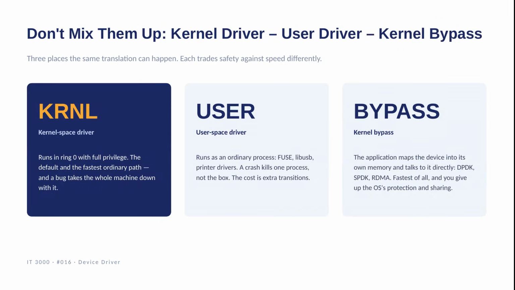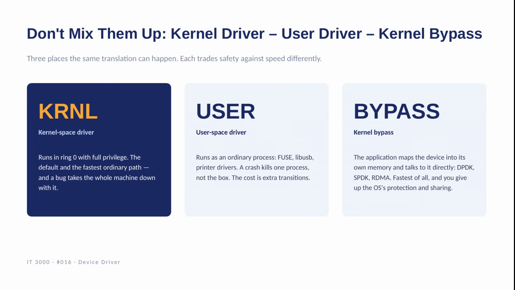Now here's a subtlety worth pinning down. That same translation job can live in 3 very different places. The classic spot is inside the kernel, ring 0, full privilege, fastest ordinary path, but one bug and the whole machine goes with it. Move the driver into user space, think Fuse, libUSB, most printer drivers, and a crash only takes down one process. You pay for that safety with extra transitions across the kernel boundary.